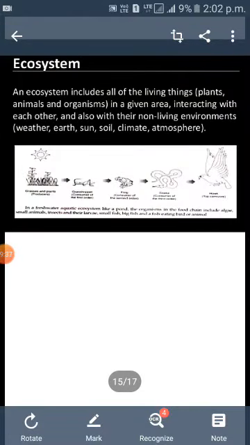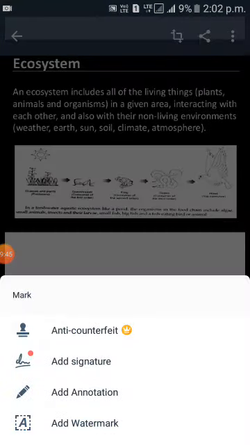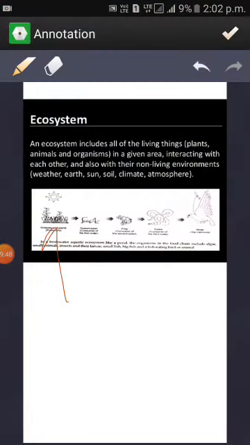Next term associated with our topic is ecosystem. Here you see grass that grows here is being eaten by grasshopper. Grasshopper in turn is being eaten up by frog. This frog in turn is eaten up by snake. Snake is eaten up by eagle. This forms a food chain, that is, one organism depends upon other organisms for its survival.